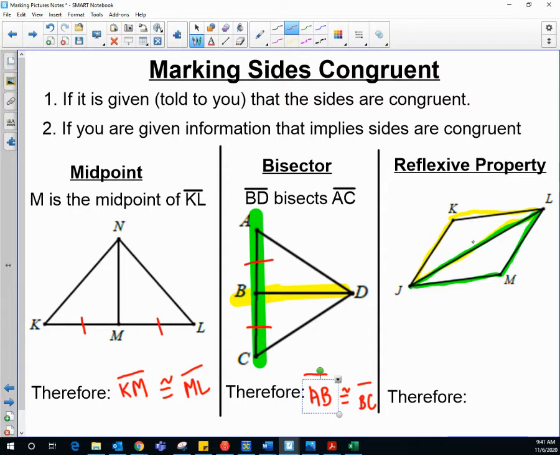It's the same length. So we can mark there, and that's what we call the reflexive side, when they share a side. So because of that, and I know it looks kind of silly sometimes, but that just means JL is congruent to JL. Okay, so then we know that if I had to separate those two triangles, that distance on each triangle would be the same thing. And so these are the different ways that it implies that sides are congruent.